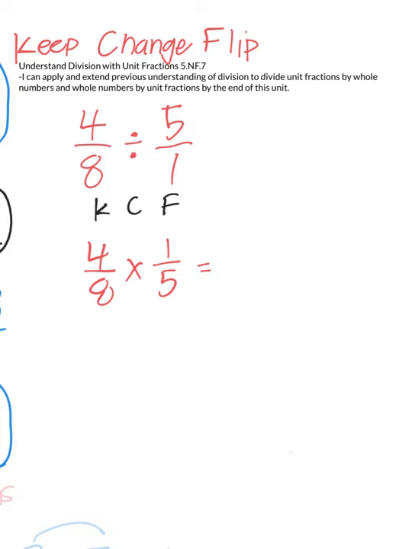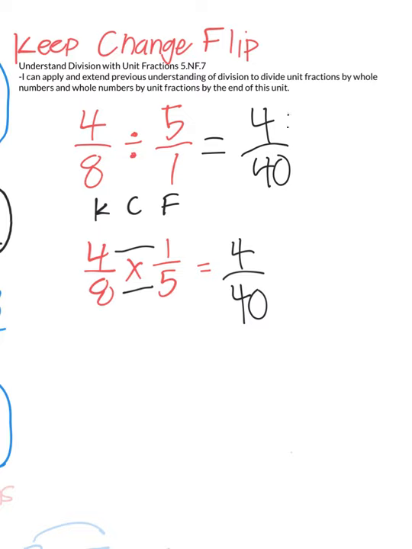Now that we've used our KCF method, we're ready to multiply like we have been practicing. 4 times 1 is 4. 8 times 5 is 40. So that lets me know 4/8 divided by 5/1 is equal to 4/40. Now we know that this can be reduced into 1/10, which is our final answer.